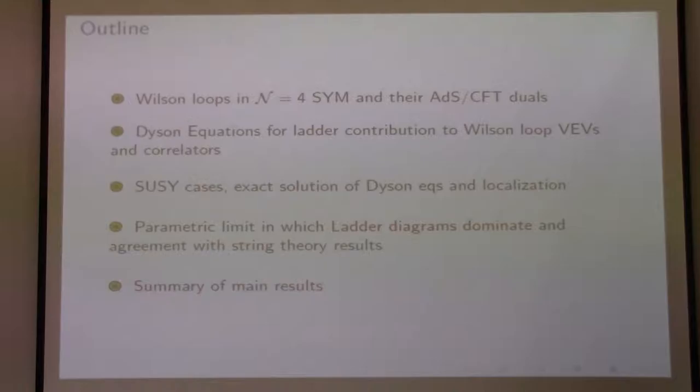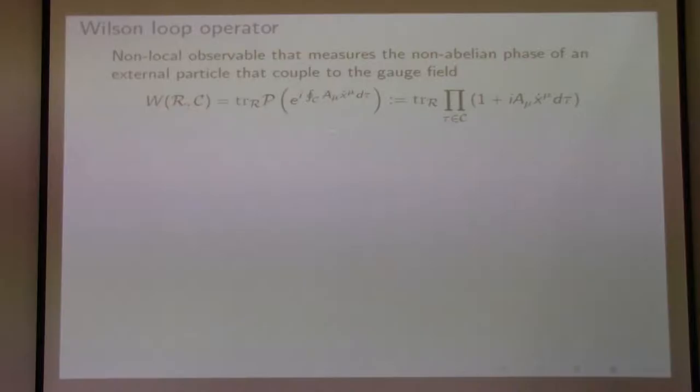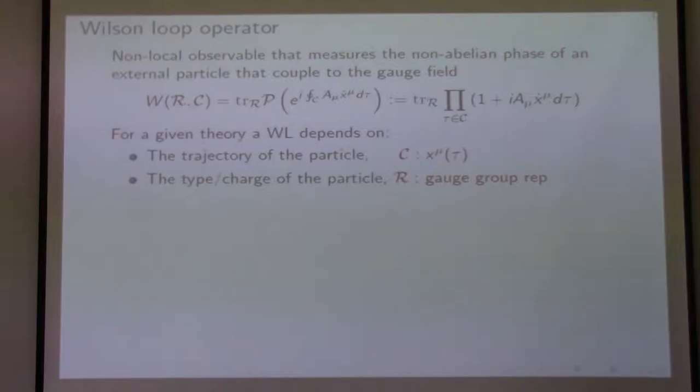Okay, Wilson loops. Well, the Wilson loop is a non-local observable in any gauge theory. It is defined as the path-ordered exponential of the holonomy of the gauge field. Its expectation value measures an Abelian phase that an external non-dynamical particle gets when it is forced to follow some closed trajectory. So this definition depends on two things. It depends on which trajectory you pick for this external particle.